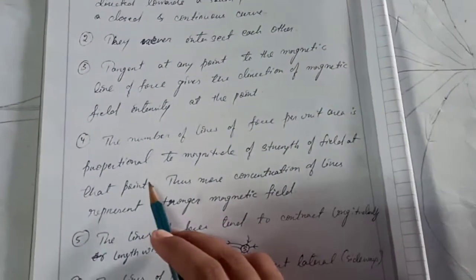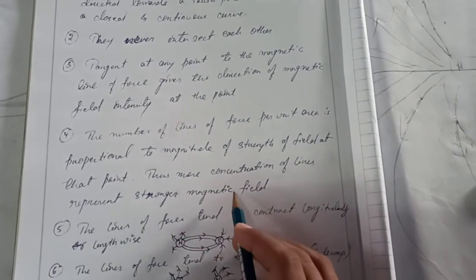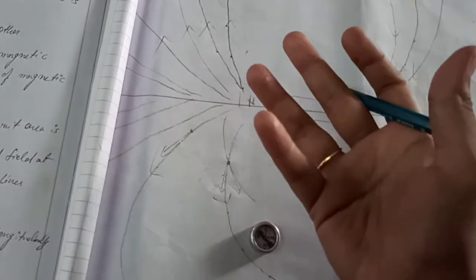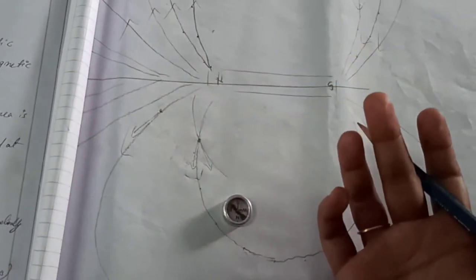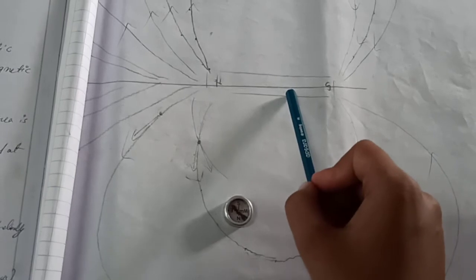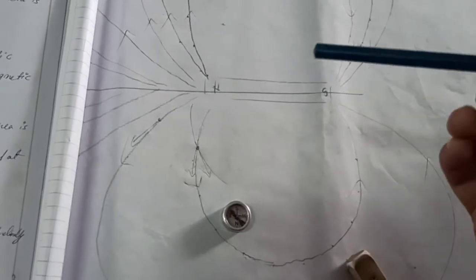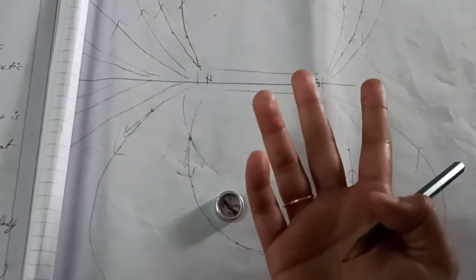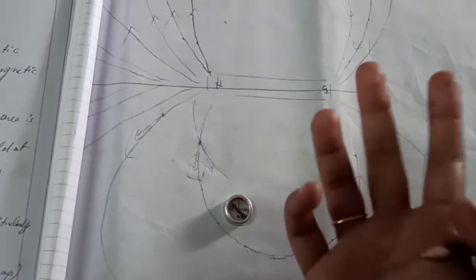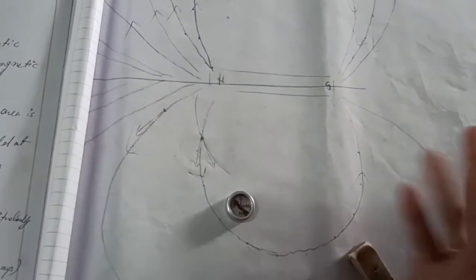Now, the number of lines of force per unit area is proportional to the magnetic strength, and a greater concentration of lines represents a stronger magnetic field. The more lines of force in a particular area, the more the field strength there. You already know from the properties of a magnet that the pole strength is much higher at the pole as compared to the center. So it is natural that more lines of force come from the pole. Also, if you consider two magnets of different shape and size, by looking at the concentration of their lines of force you can say which one is stronger and which one is less strong.